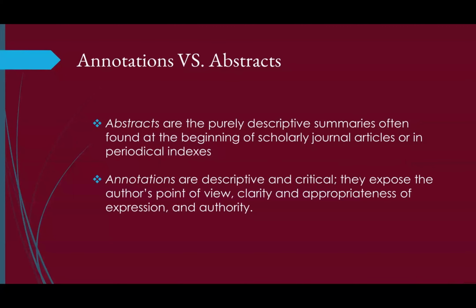What's the difference between an annotation and an abstract? Abstracts are purely descriptive summaries often found at the beginning of scholarly journal articles or in periodical indexes. Annotations, however, are descriptive and critical. They expose the author's point of view, clarity, and appropriateness of expression and authority.